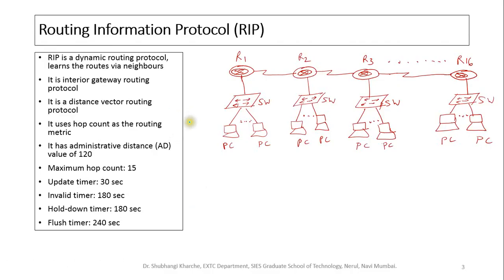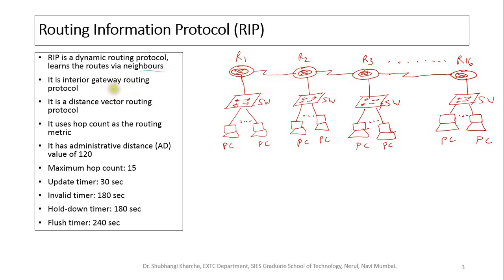Now let me brief you on the routing information protocol. This RIP is a dynamic routing protocol. Any change in the topology is updated by the routers using the RIP routing protocol. That's why it is called a dynamic routing protocol. And the routers learn the routes via their neighbors. Each of the routers over here can learn the routes in the topology in the network via their neighbors.